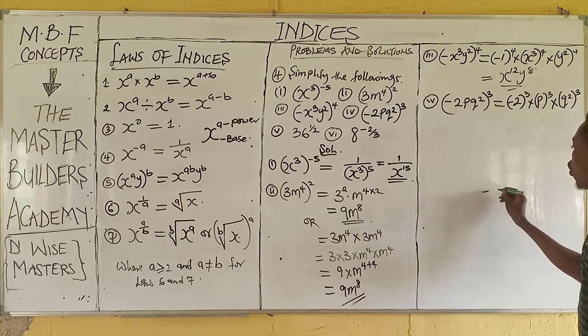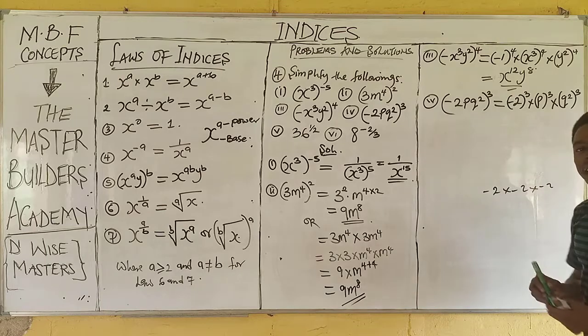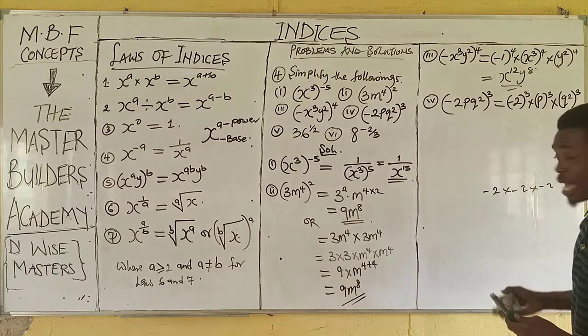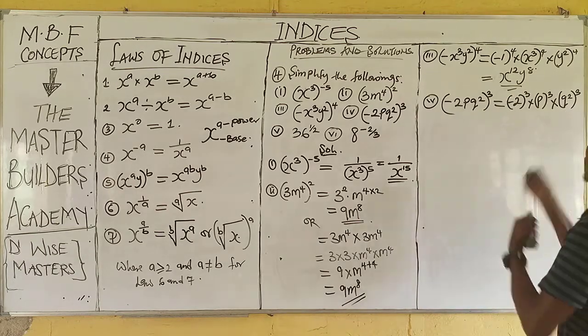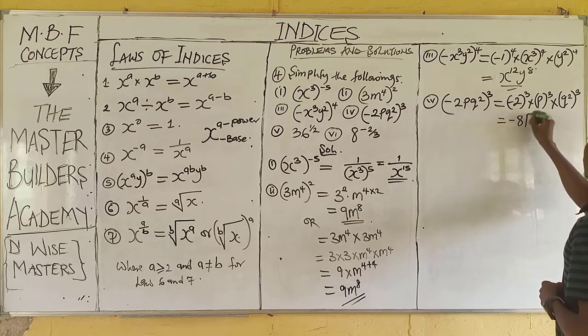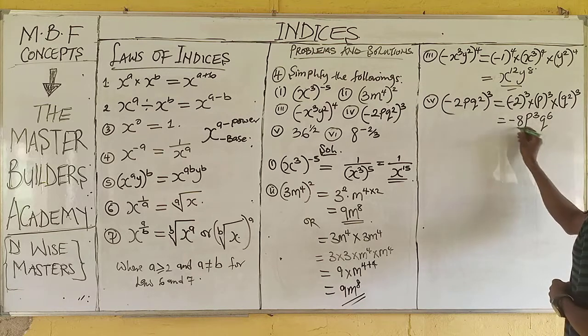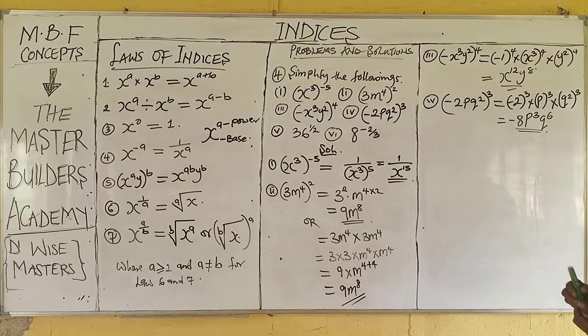Now minus 2 times minus 2 times minus 2 will give us negative 8. Are we there? Yes. So this would have given us minus 8. Now p raised to power 3 and q raised to power what? 2 times 3 is 6. This is the answer to this, guys.